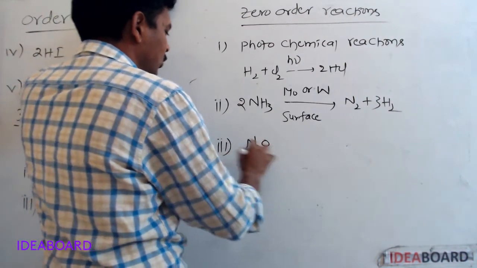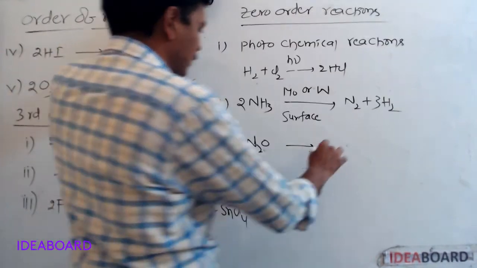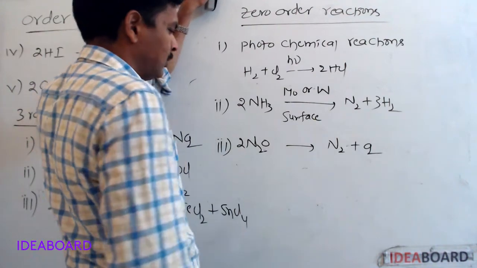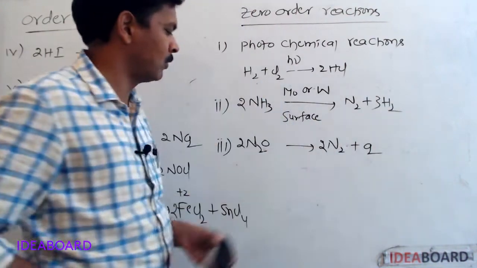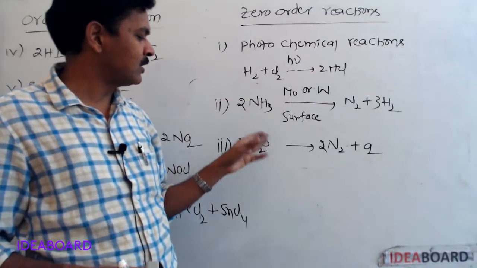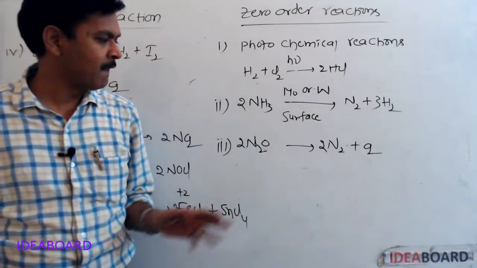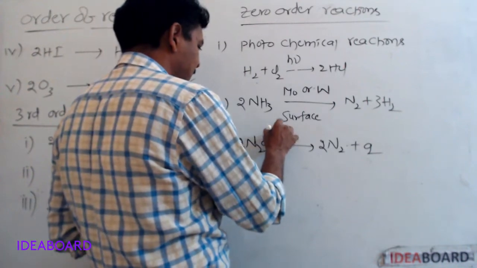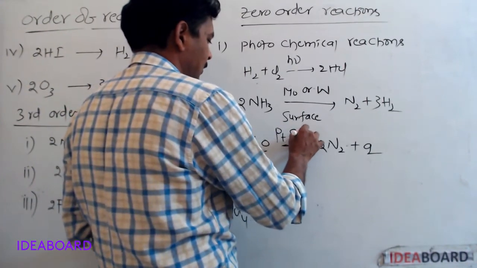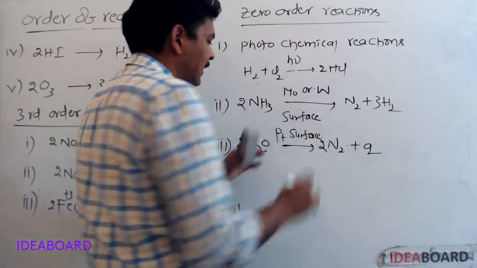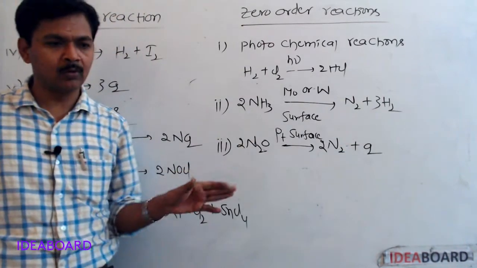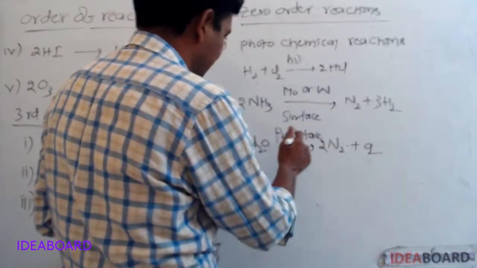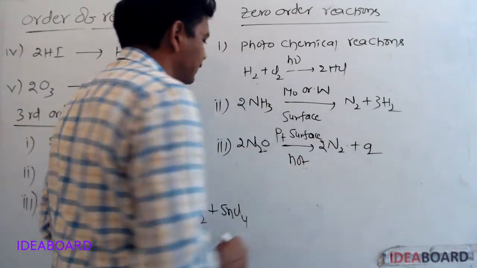So decomposition of N2O. 2N2O gives rise to 2N2 plus O2. I already gave the same decomposition reaction in first order reactions also, but here it is in the presence of platinum surface. Decomposition of N2O on a hot platinum surface.